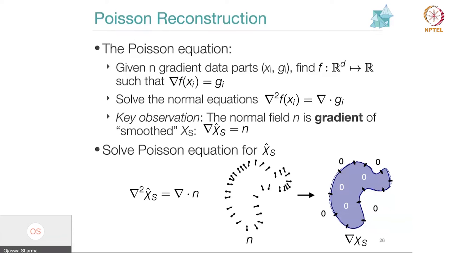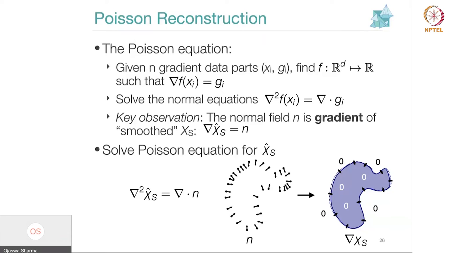But let's take a look at an observation, that the normal field n, remember we are given the normals n or the gi values, the normal is the gradient of the smoothed indicator function, right? So the indicator function has a discontinuity. The indicator function is C minus 1, because look what happens at the boundary. Inside the boundary I have 1 and outside the boundary I have 0. So there's a sudden jump, and that's a C minus 1 continuity, or in other words, a positional discontinuity.